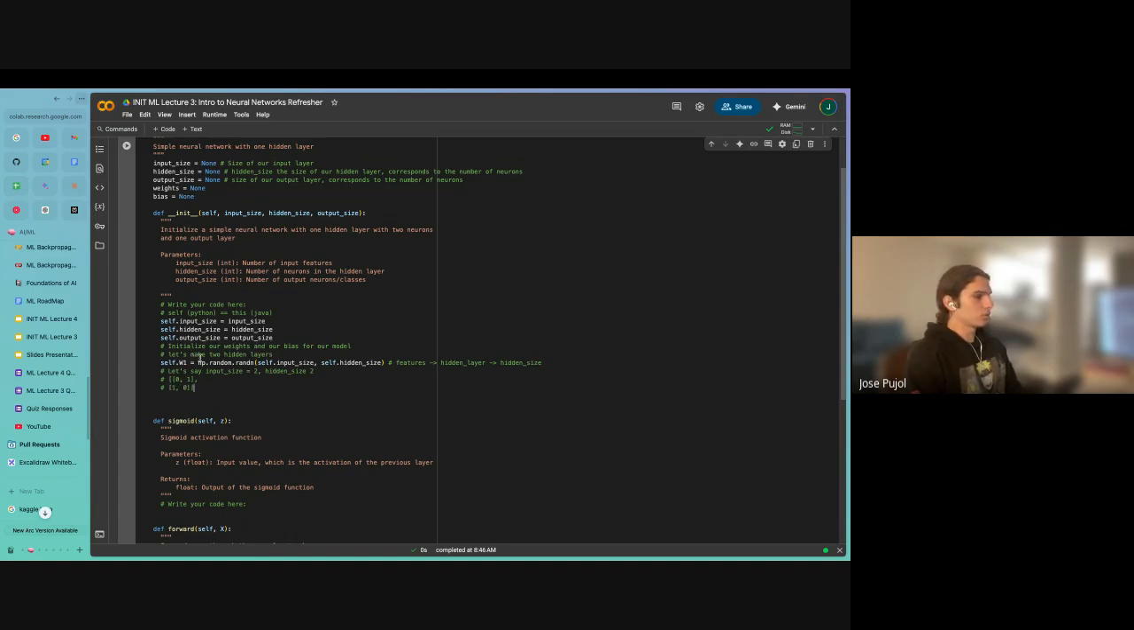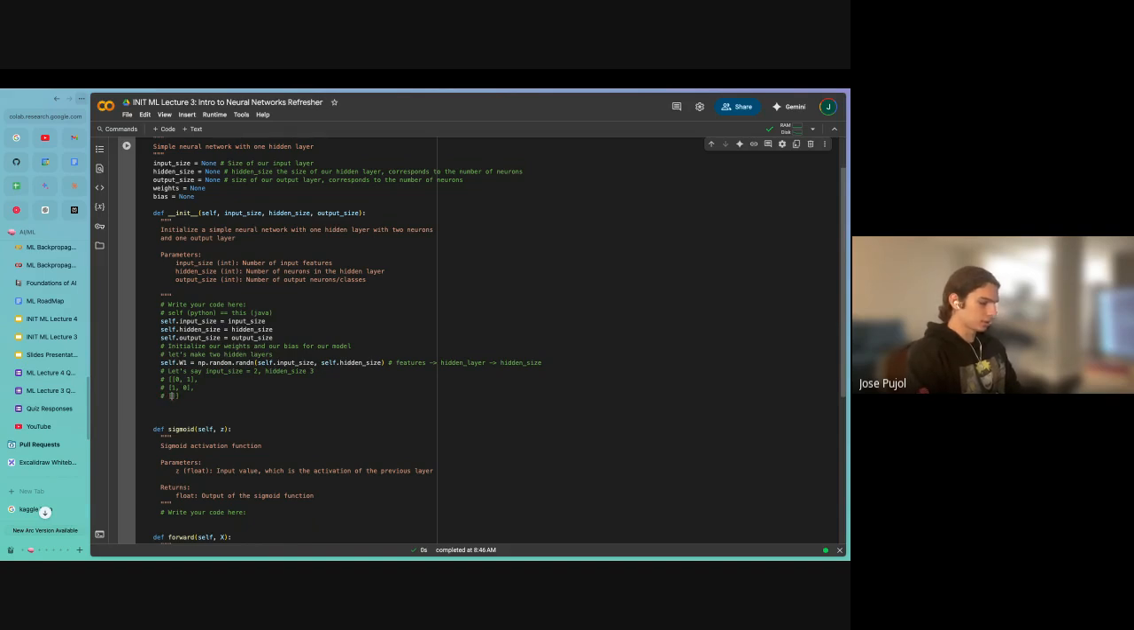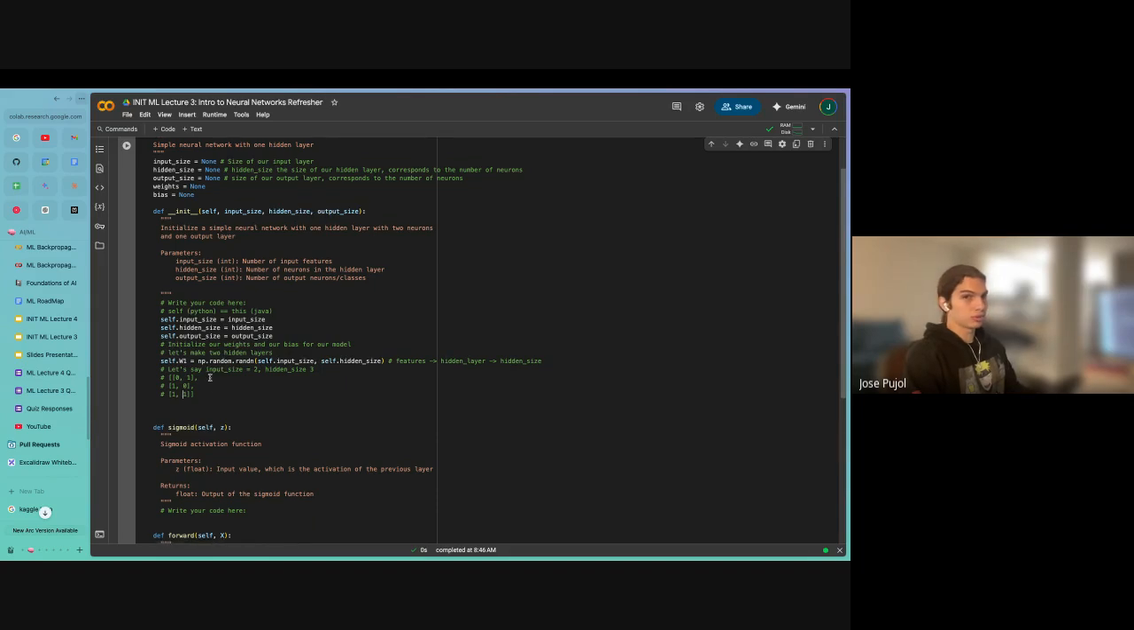Then what I'm essentially saying is I have these 2 neurons, and each one is going to have a corresponding weight for the input, right? And the hidden size is telling me how many of these neurons I should have. So if I was to go up to 3, then I would have 3 neurons here. So let's say this is 1, 1. Does this make sense? I hope this makes sense.